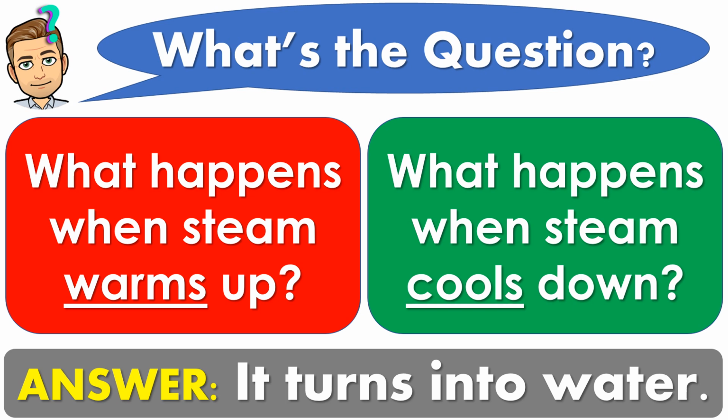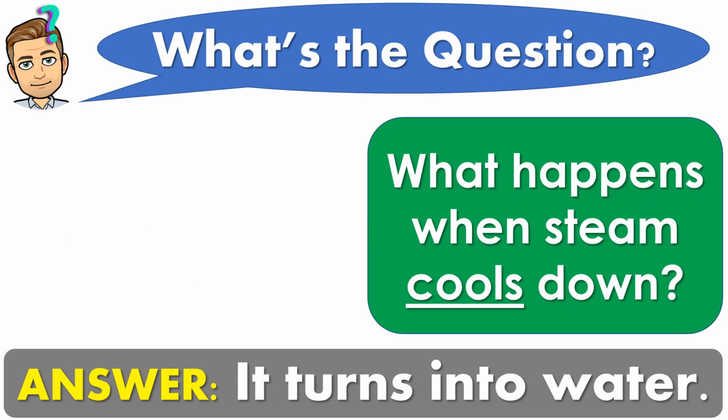For this one, the right question is the green one. What happens when steam cools down? Now, steam is the gas that you would see above a pot of boiling water, but when it cools down, it turns back into water.